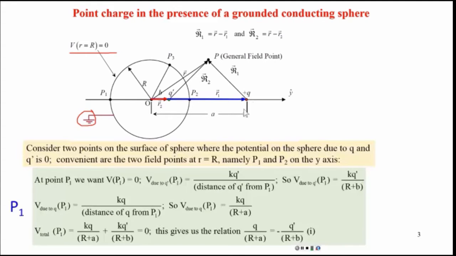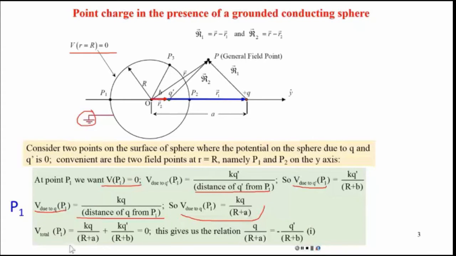So we'll start by looking at p1 in terms of the potential due to q prime, and then we'll do the same thing for q and add the two together. So here's the V due to q prime at p1. It's just kq prime over the distance between the charge and p1. Putting that in, the distance is R plus b. The potential due to q at p1 is the same thing, except now we have this distance, q to p1, and that is going to be a plus R. So putting that in, we have the potential due to q at p1, kq over R plus a.